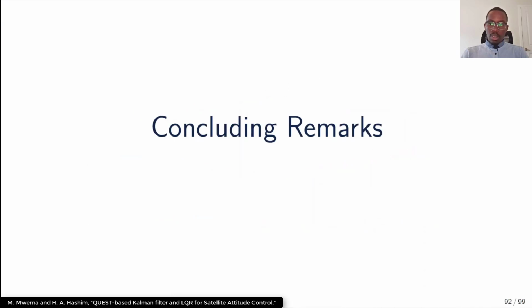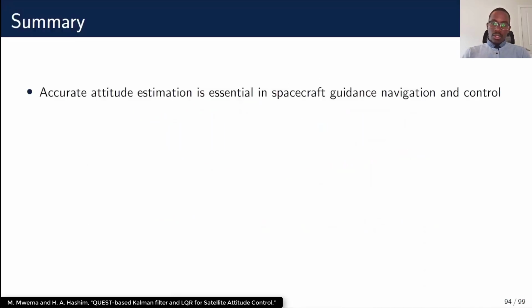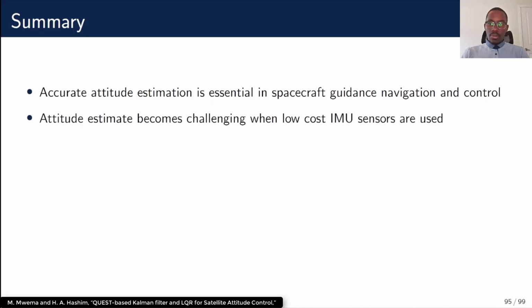In summary, accurate attitude estimation is essential for spacecraft guidance, navigation, and control, and is also a major subtask in other applications as well. Attitude estimation becomes challenging when low-cost IMU sensors are used because the measurements become corrupted with noise, drift, and bias.